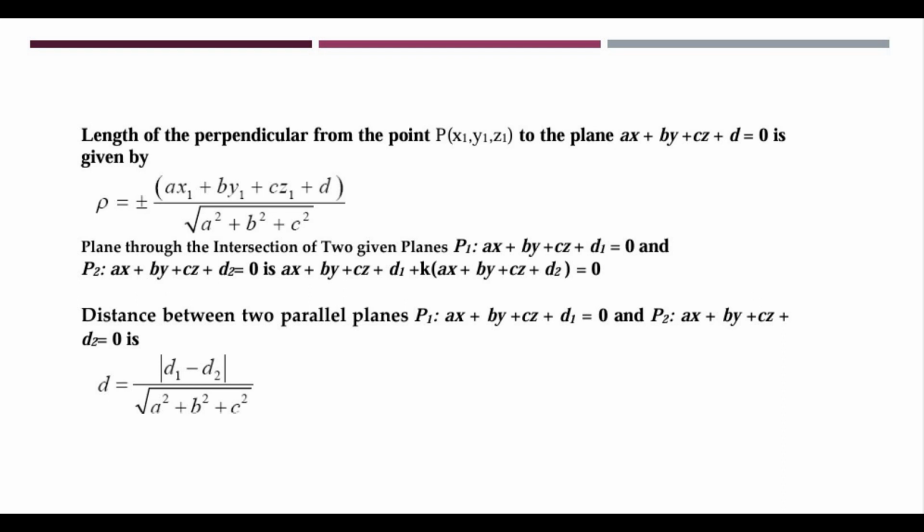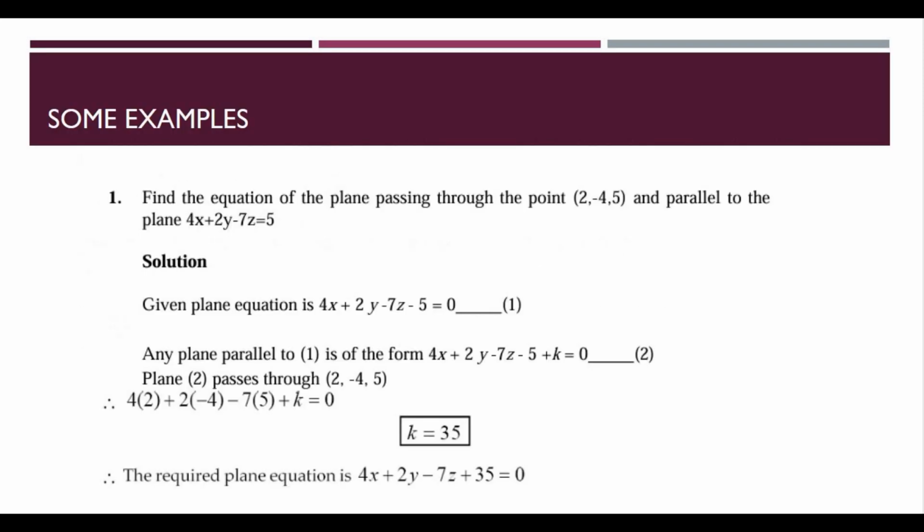Next, we see the formula for the distance between two parallel planes. Here also similarly we consider plane 1, which is ax + by + cz + d1 = 0, and plane 2, which is ax + by + cz + d2 = 0. The distance d is equal to modulus of (d1 - d2) divided by root of a square plus b square plus c square. Next, we see some example problems for the above formulas.